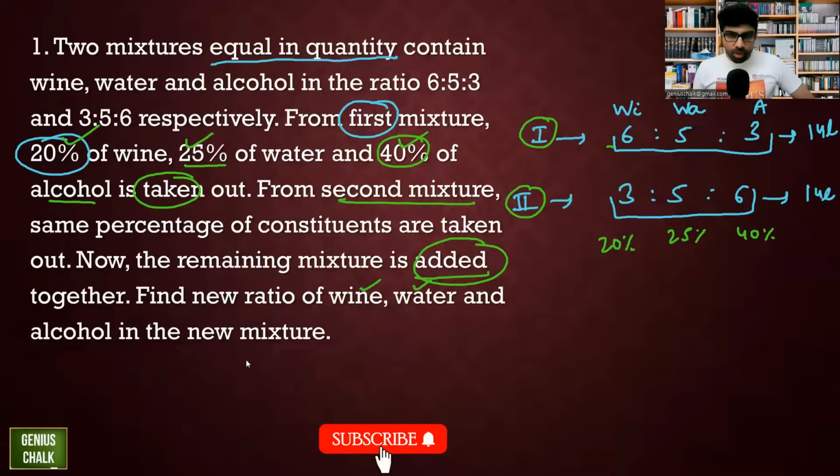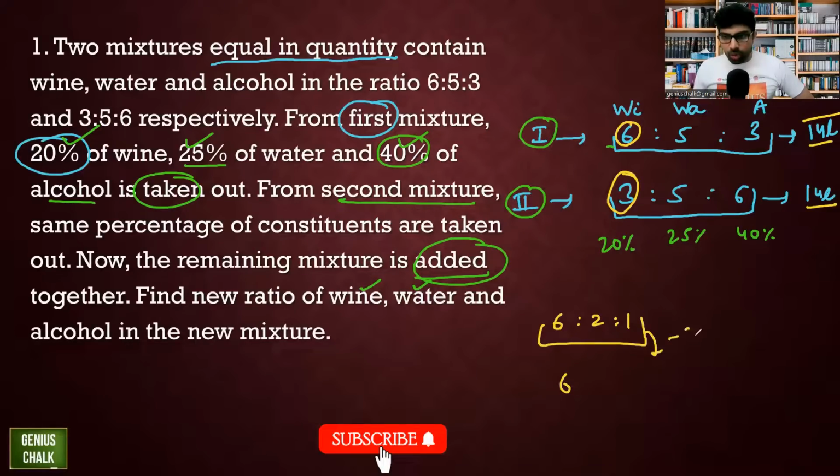So let's start. The first thing in this question is that we have to take this 20% out of wine, 25% out of water, and 40% of alcohol. So first, we have checked the total is 14 liters. Fine. Now, wine is 6. And we know when we draw the mixture out, the remaining ratio will always be in the same ratio. Like we have discussed that if there is some vessel where 6:2:1 is the ratio, after drawing the mixture, suppose I draw 20 liters of mixture, after that also the ratio of all the three constituents will remain the same.